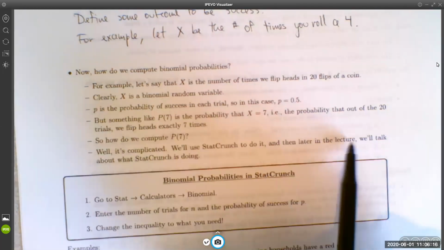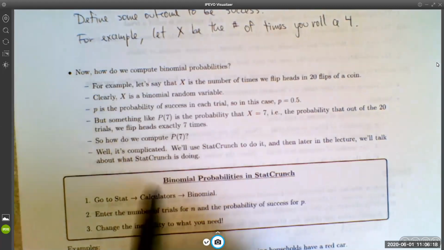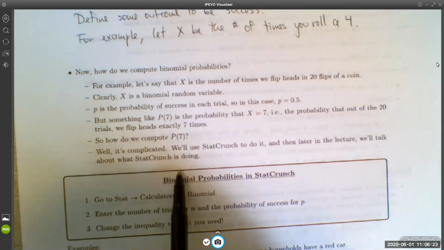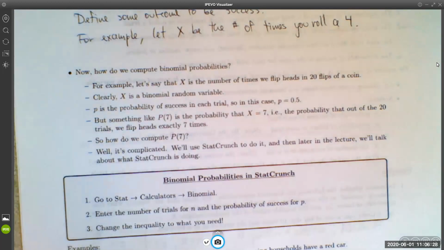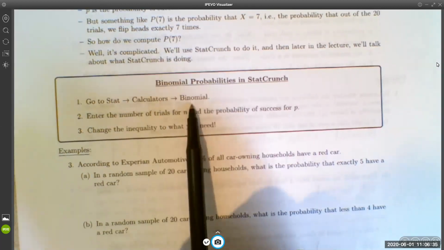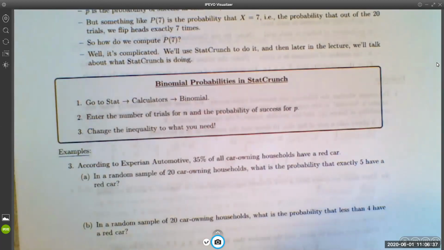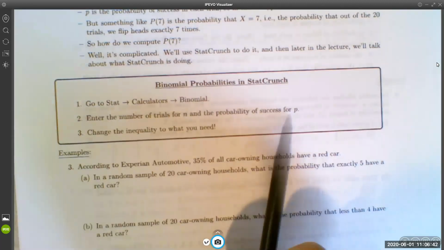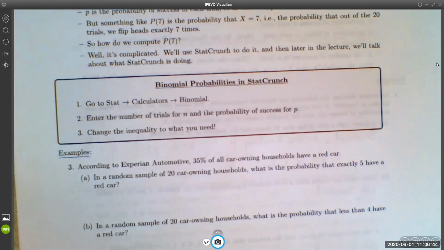But later on in the lecture, I'm going to tell you how StatCrunch is computing these values. So we'll talk in more detail about what StatCrunch is doing behind the scenes. For now, let me just show you how to use StatCrunch to compute this probability, okay? So in StatCrunch, we're going to go to Stat, and then Calculators, and then Binomial. And once you do that, you'll be prompted to enter something for the number of trials, and then something for the probability of success. And then you'll also have to enter in the inequality that you want to compute. So let me give you a few examples.